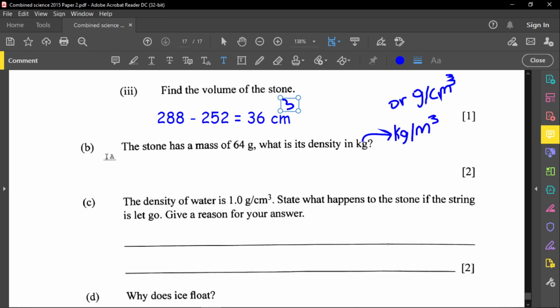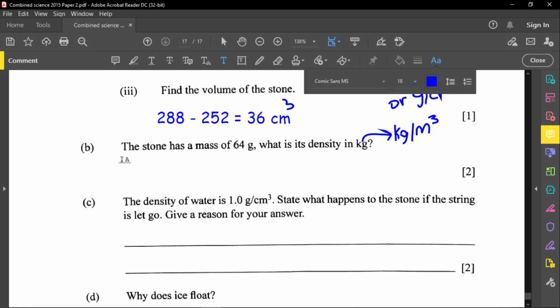Okay, so grams into kilograms, we divide by 1,000. So therefore, let's say 64 grams, okay, 64 grams is equal to, divide by 1,000, gives us 0.064 kg. Okay. And now let's do another conversion right here.